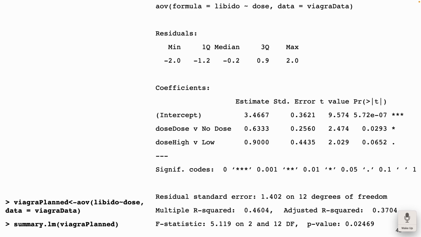The same thing we did previously. Yes, we can go through each of these. First of all, this just means that on average, with the default values of everything else, there's a libido score that's probably higher than 0. We see that dose versus no dose has an effect, but dose high versus low does not have an effect. But because they are orthogonal, all this is controlled by the family-wise error rate.